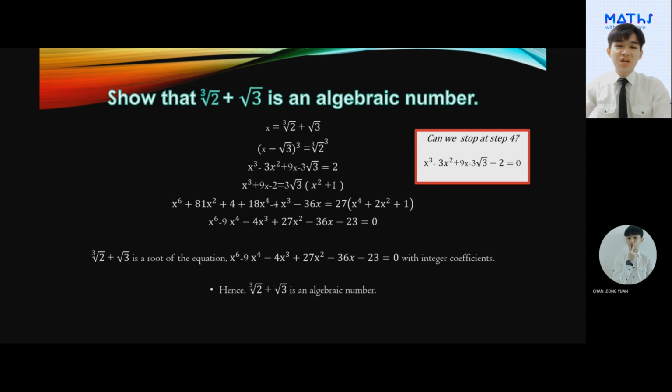Now, let's challenge a harder problem. Same thing. We make it into algebraic equation form. But the question is, can we stop at step 4? Well, the answer is actually no. By definition, all the coefficients must be rational. So, we continue to do the calculating operations until all the coefficients are rational. Finally, we have proved this variable s is algebraic.